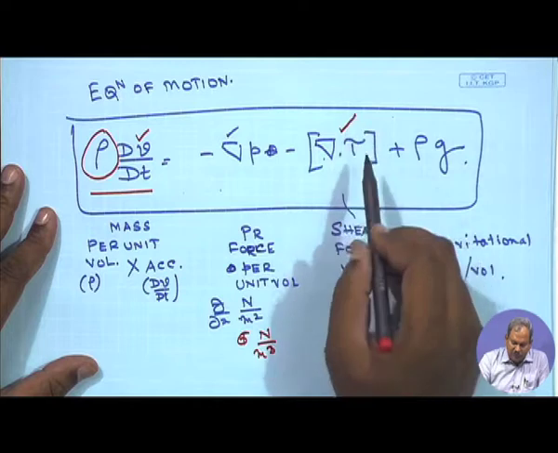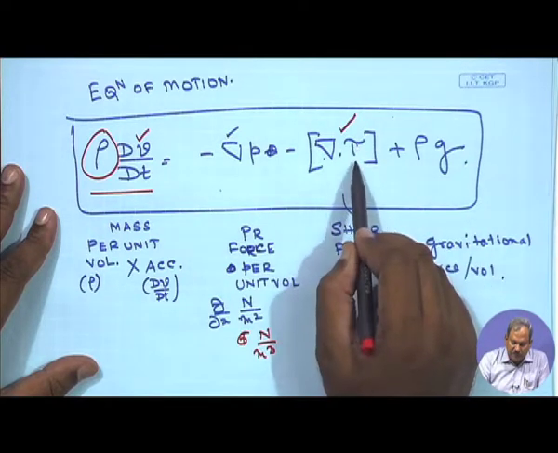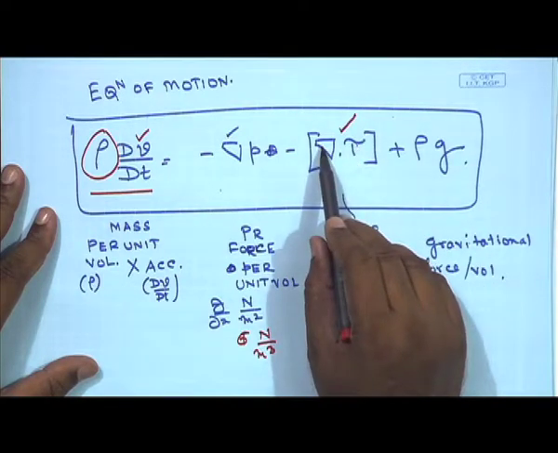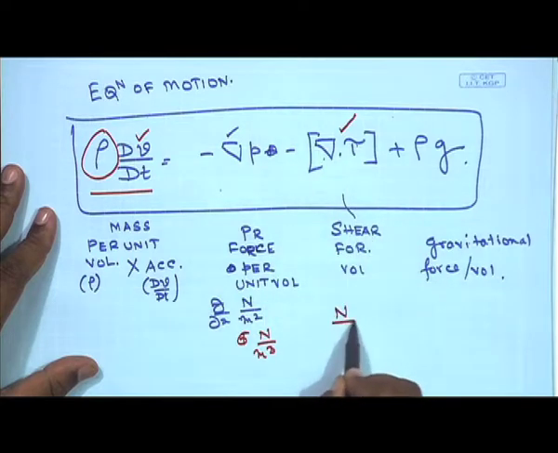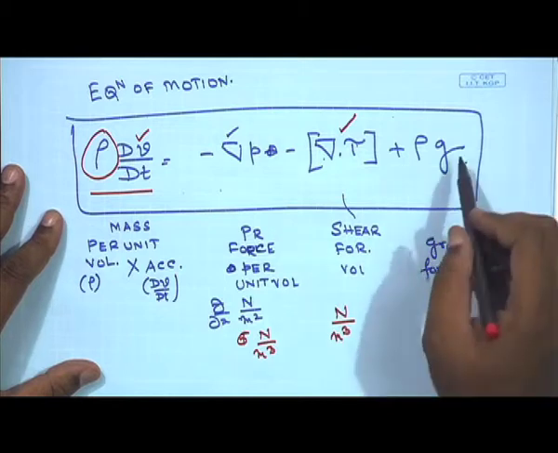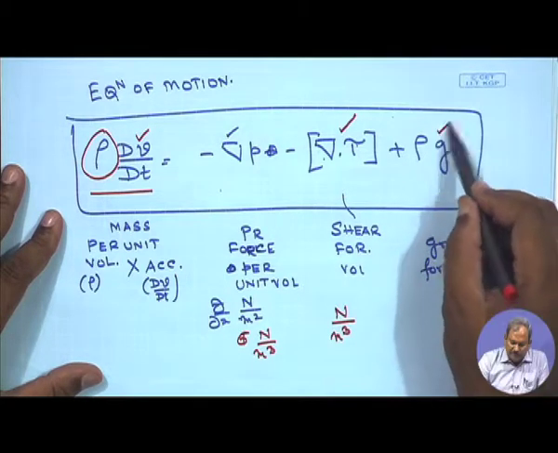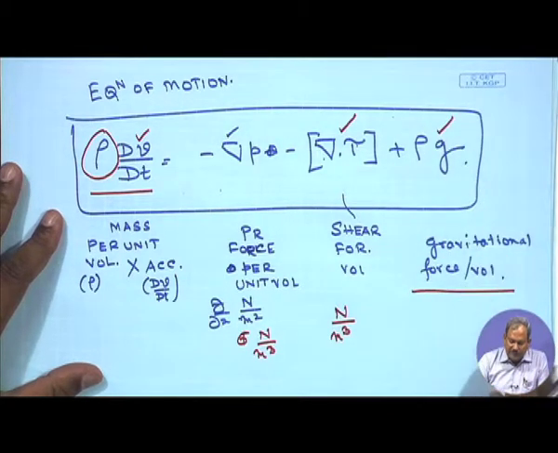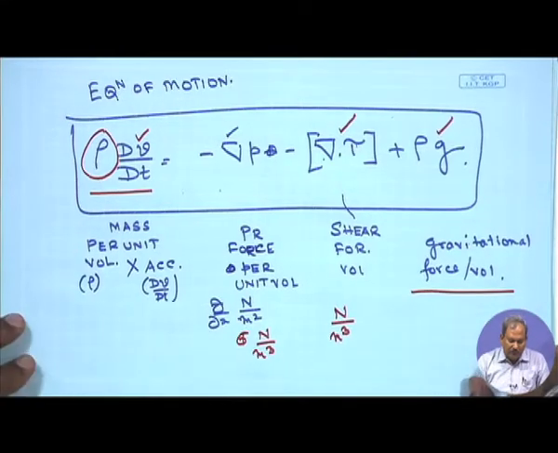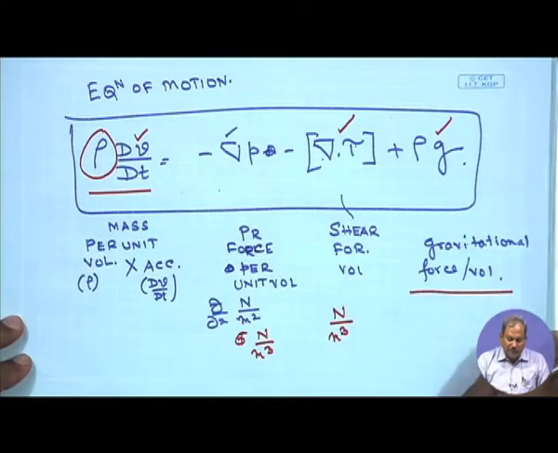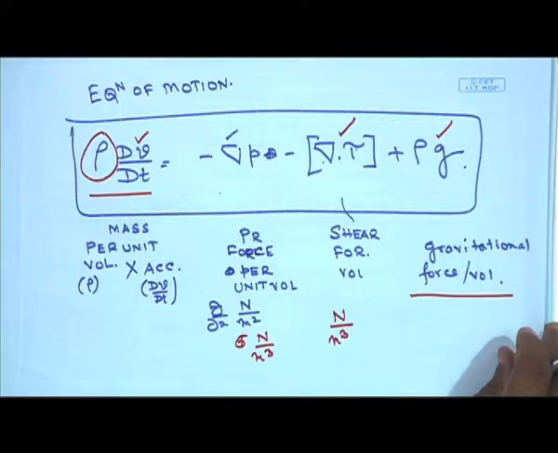Similarly, shear stress is Newton per meter square. You have a del operator on it. So, the unit of this is also going to be Newton per meter cube. And similarly, rho times g is nothing but the gravitational force per unit volume. So, this tells you what is commonly known as the equation of motion, and everything possible has been taken into account in here.